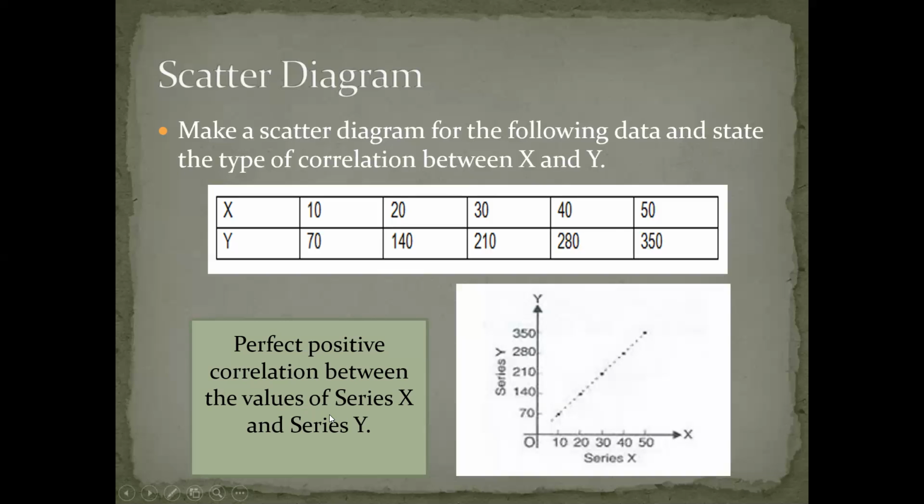And on y-axis, the units are 70, 140, 210, the gap of 70. So 1 centimeter on y-axis is equal to 70 units. So you can see when we plot 10, 70, 20, 140, 30, 210, 40, 280, and 50, 350, and we join these points, we are going to get perfect positive correlation between the values of series X and series Y.